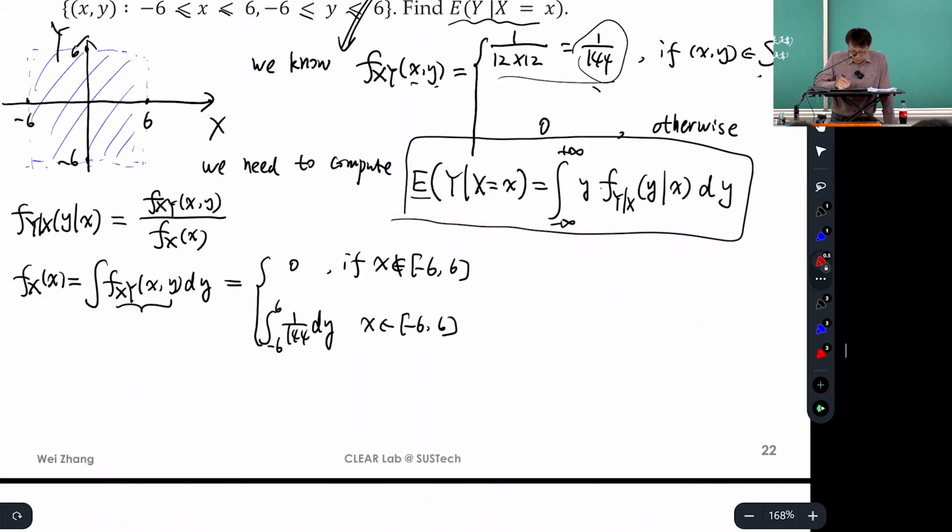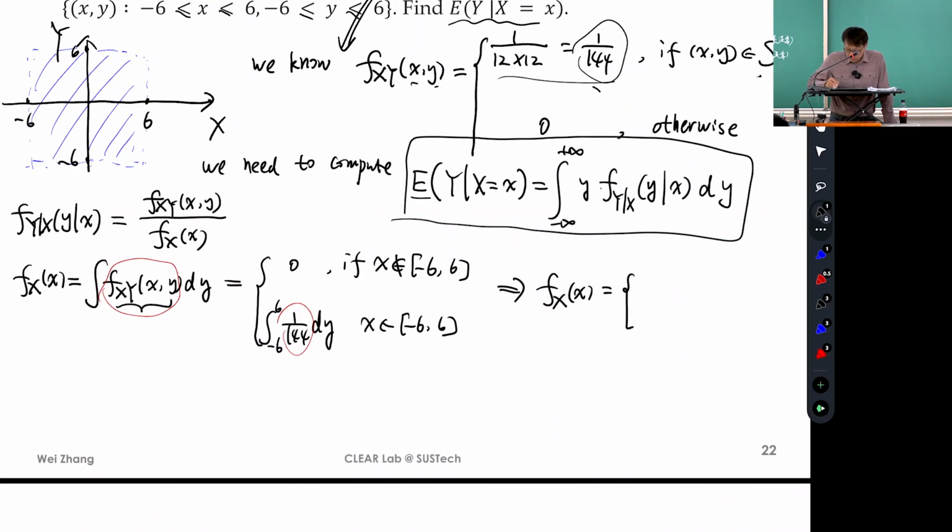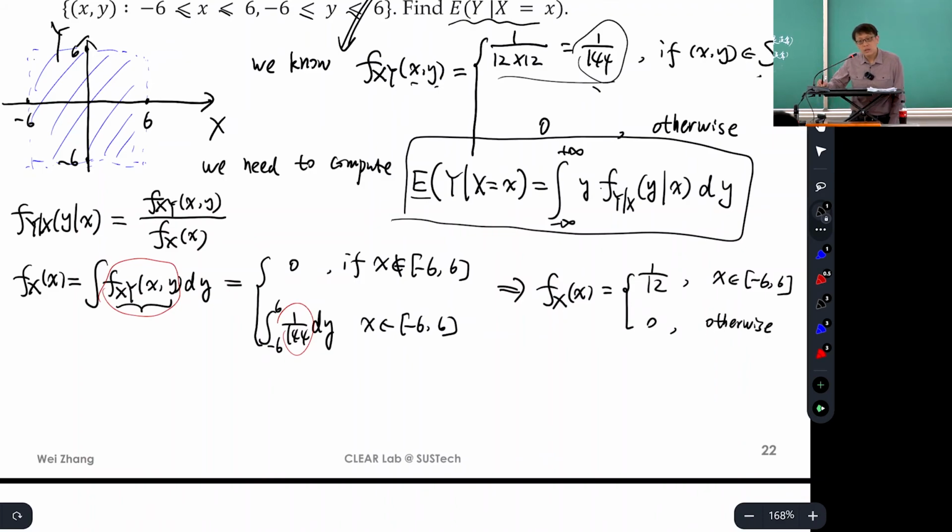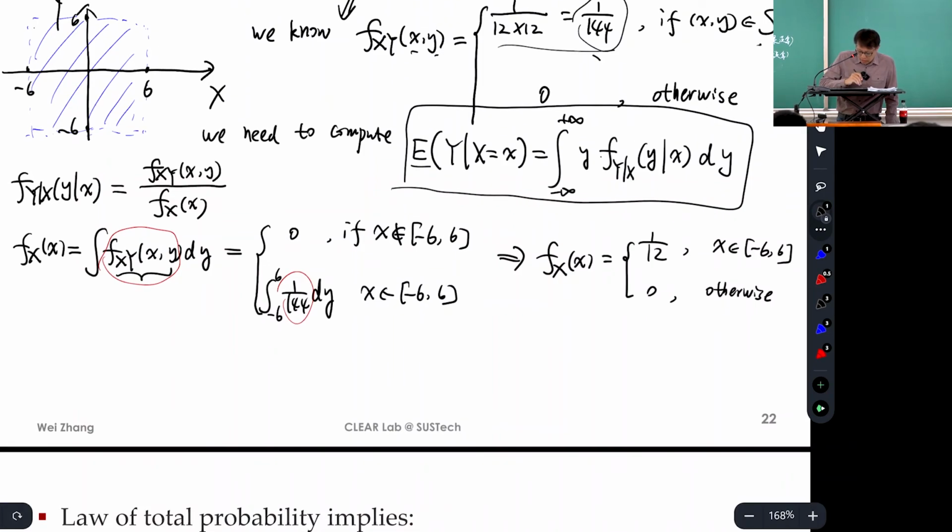So this is in this domain. Outside this domain it is 0, so you don't need to integrate that. Overall, the marginal of x is 1/12 if x belongs to negative 6 to 6, and 0 otherwise. It's also uniform in this particular case.